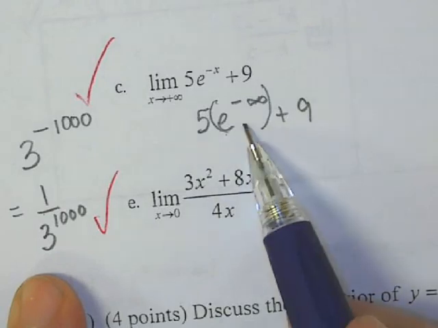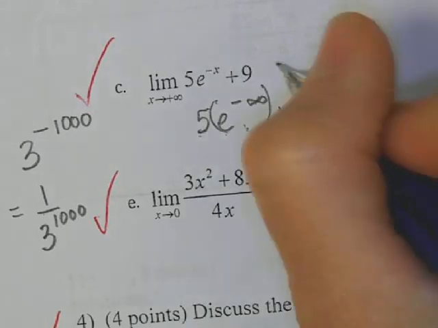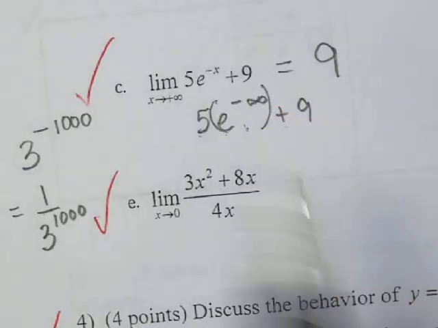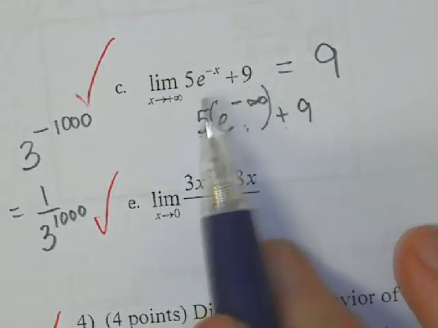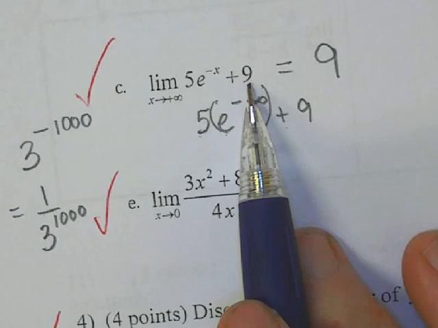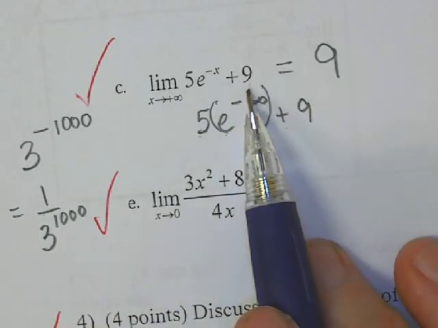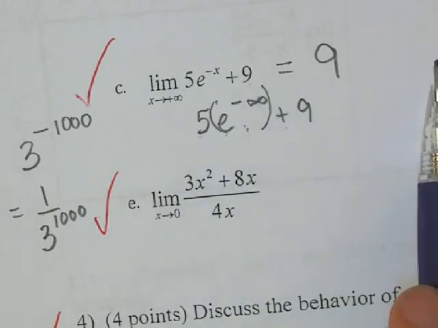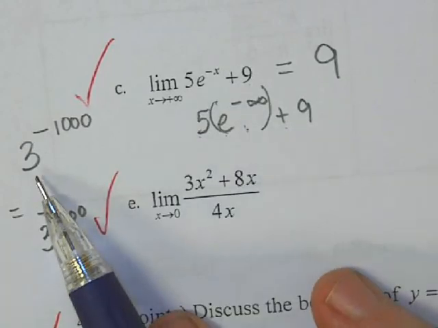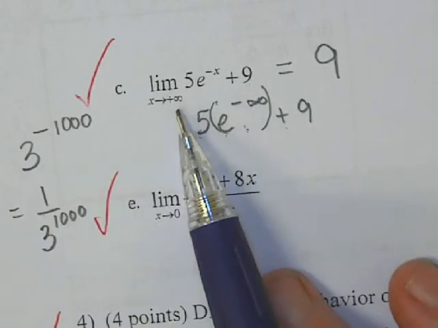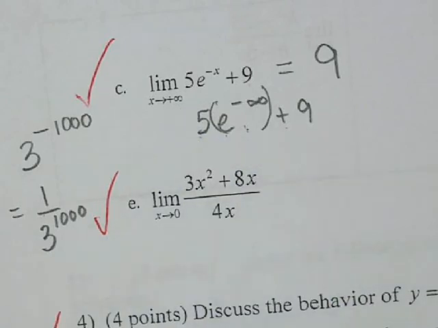This is approaching 0. So 5 times 0 is 0. 0 plus 9 gives me 9. So if I were to graph this equation, notice I have a vertical shift of 9. So this function would be approaching a horizontal asymptote at 9, because the whole thing is shifted up 9 units. Okay. So notice how I approach this. Since e is a little bit scary, I changed it to a 3. And since infinity is a little bit scary, I changed infinity to 1,000. And then I was able to think about it a little bit easier.